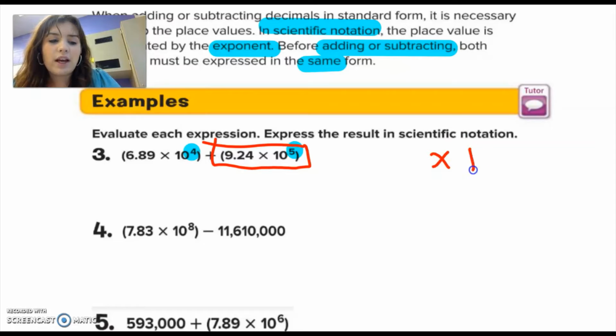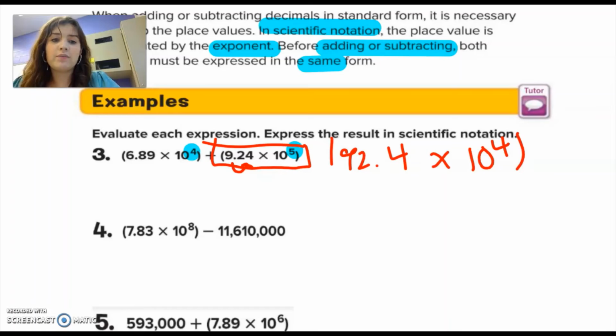So we want times 10 to the 4th power. How are we going to do this? So when we move 5 down to 4, what we have to do is take this decimal and move it to the right once. So now we have 92.4 times 10 to the 4th power. You can always check this. If you take either of these representations and move your decimal according to your exponent, they'll be the same number.